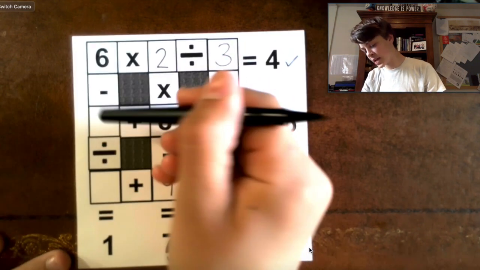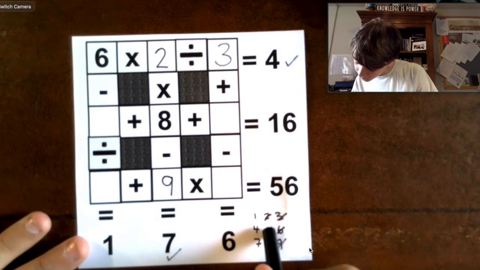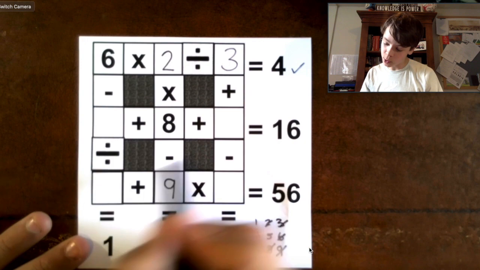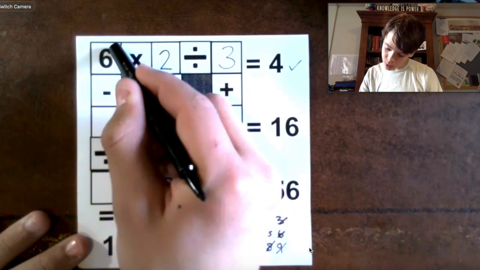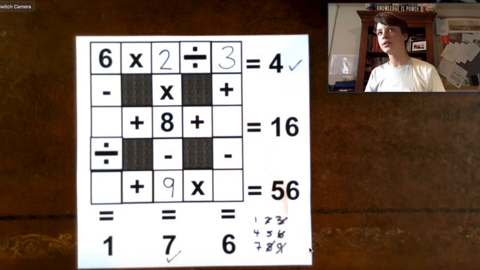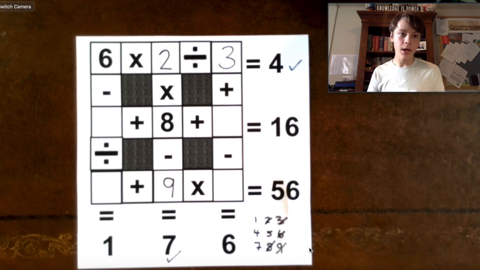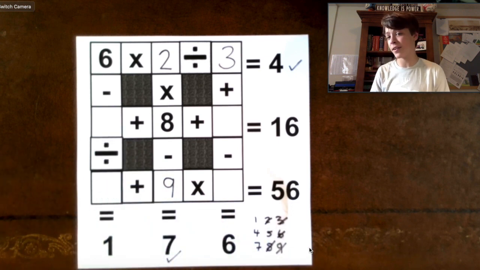Let's have a look over here. The numbers we have left are 1, 4, 5 and 7 to go in these 4 slots here. So the idea is to get a number and then divide that number by another number to get 1, if that makes sense. The two numbers have to be the same, so 5 divided by 5 is 1, or 3 divided by 3 is 1.